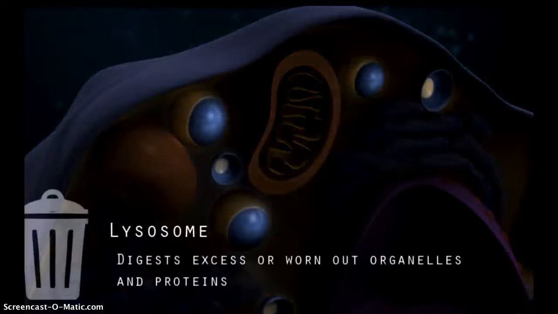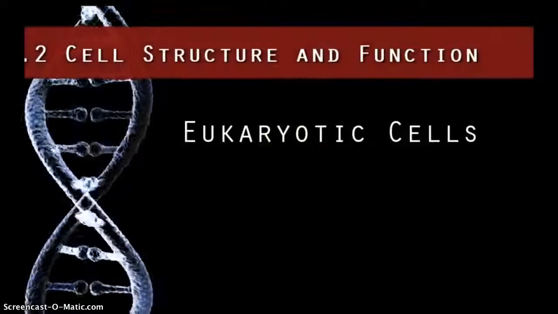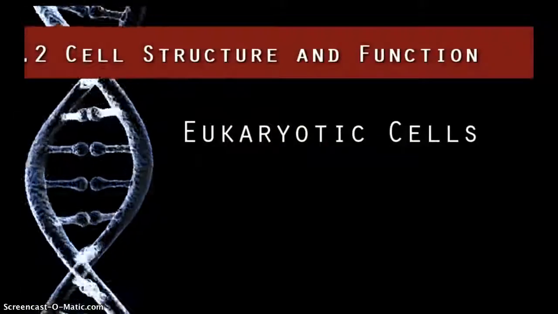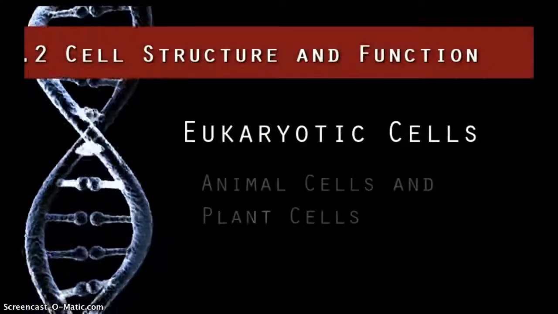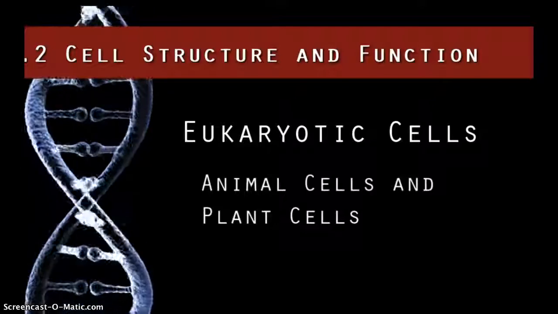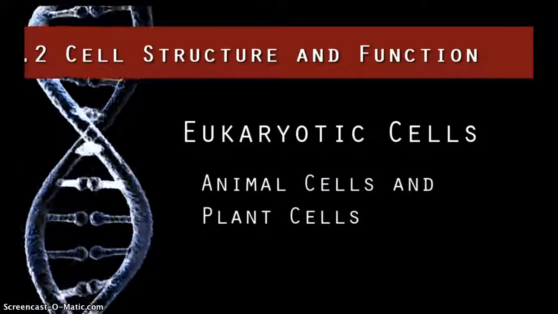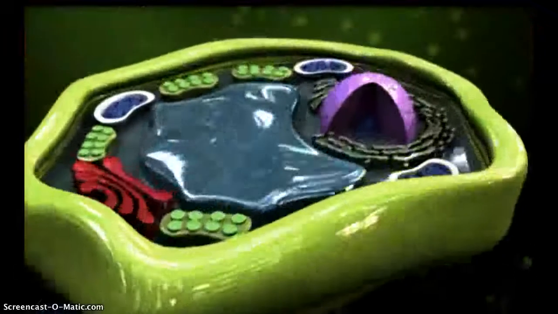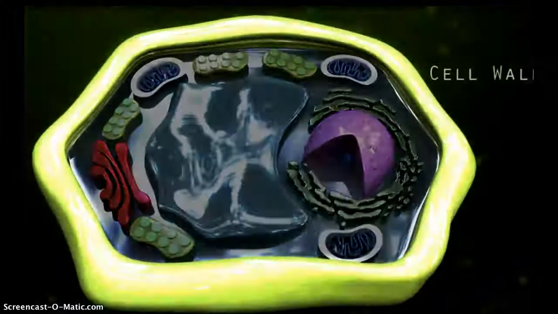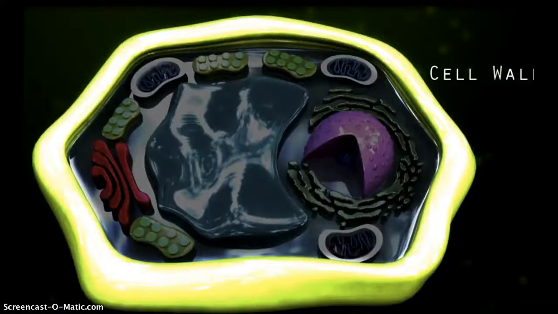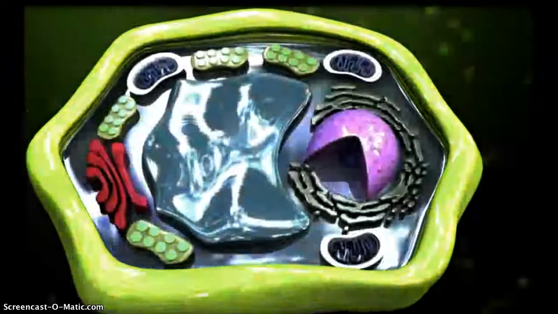The lysosome is the trash man of the cell because it digests excess or worn-out organelles and proteins by breaking them down and removing them. There are actually two types of eukaryotic cells: animal cells and plant cells. Both types of cells are very similar, but there are three distinct differences. First, plant cells have a cell wall surrounding the plasma cell membrane. Animal cells just have a cell membrane.